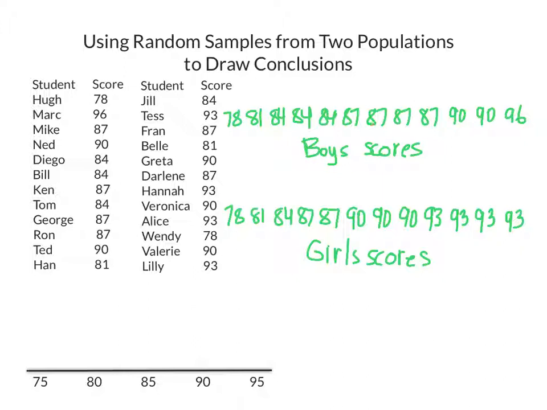6 from the top. So for the boys, this is our median. Now we don't really have to add them up and divide by 2 because it's 87. So this is our median, 87.